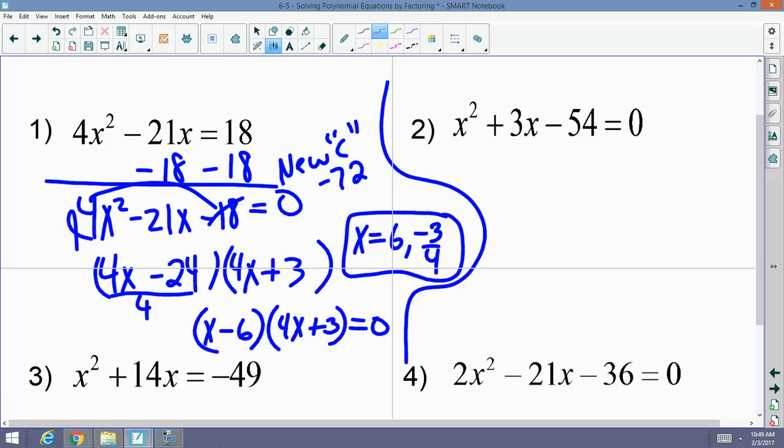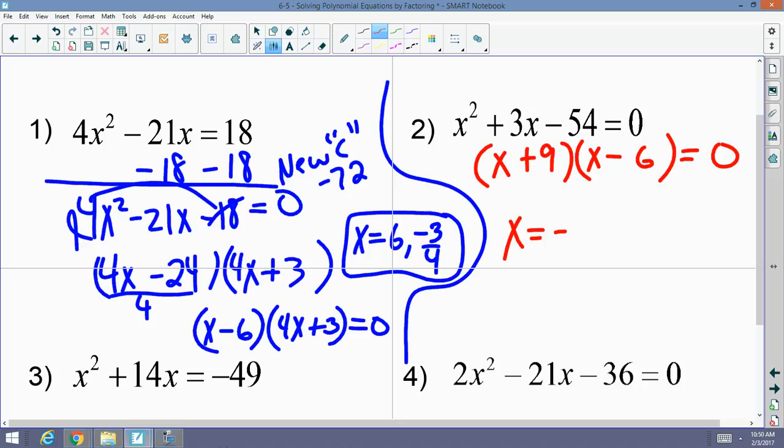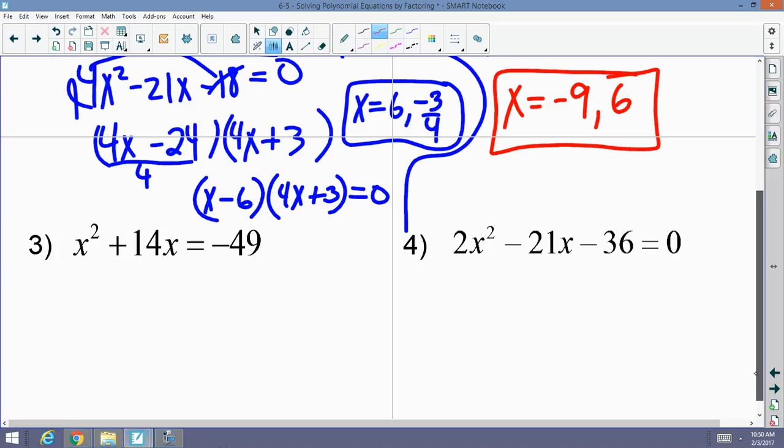One times the other is negative 54, but when added together is 3. Excellent. Who's positive, though? You said 6 and 9. Positive 9, negative 6. Zero product property: x is going to equal negative 9 and positive 6. Excellent. Well done. Thank you, guys. Awesome.